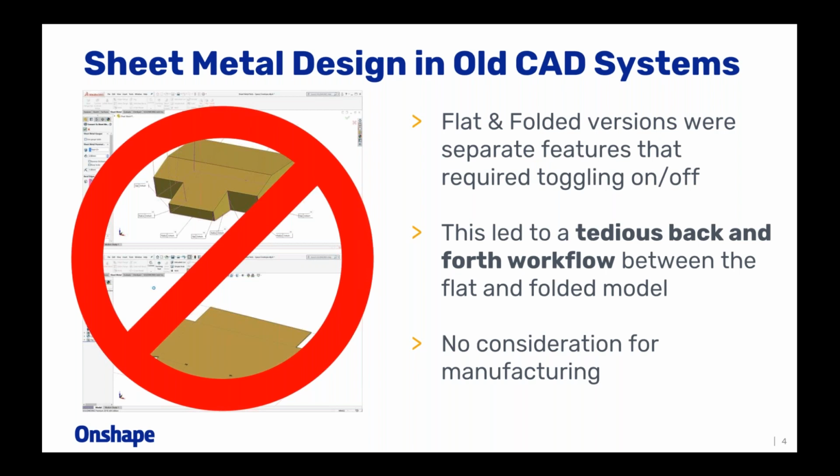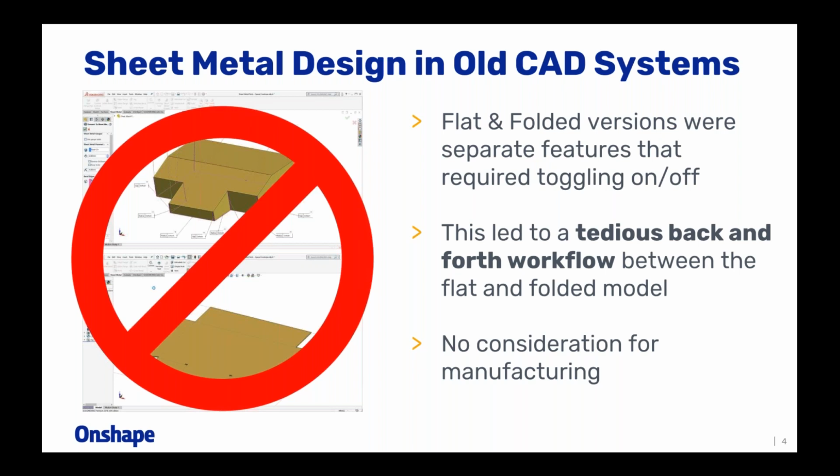The flat pattern in these sheet metal parts is as important as the folded model. It has to be technically possible to make this, which means it needs to be able to unfold in a certain way so that it can be bent in a certain way. And going back and forth between the flat pattern and the folded model was always a tedious workflow.